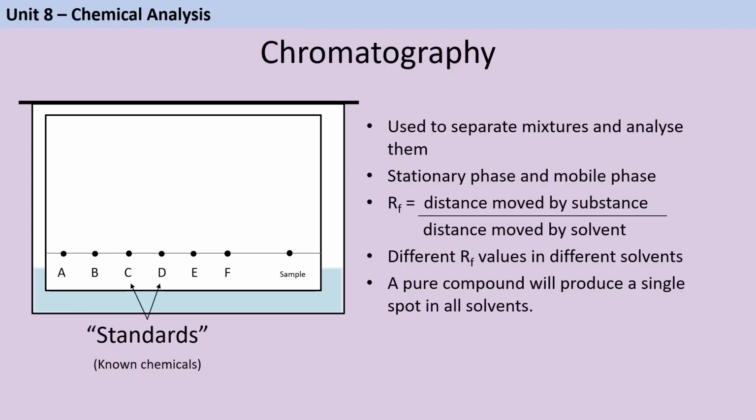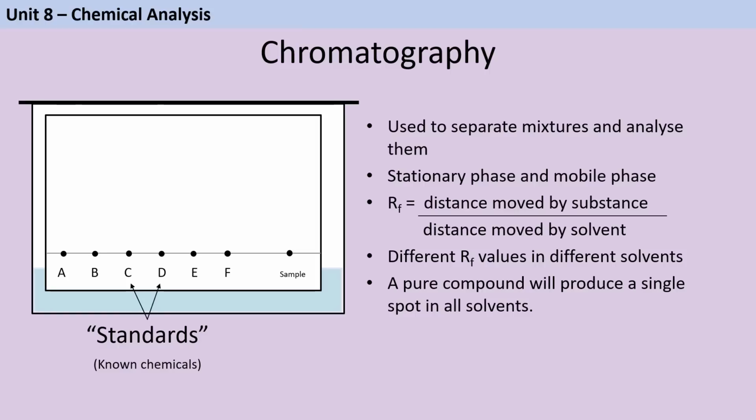The RF value is calculated by dividing the distance moved by the sample by the distance moved by the solvent. And of course, the distance moved by the solvent is the maximum distance that the sample could have travelled because it's being carried by the solvent. You can't just have your colour jumping ahead of the solvent front.